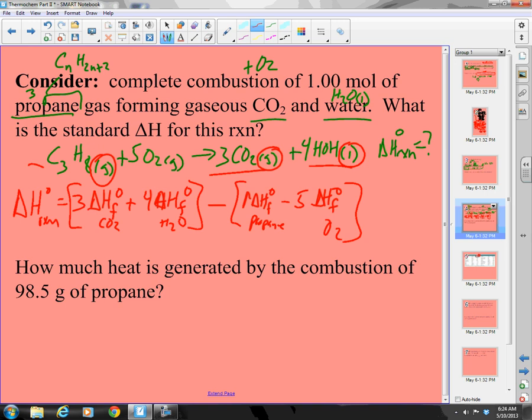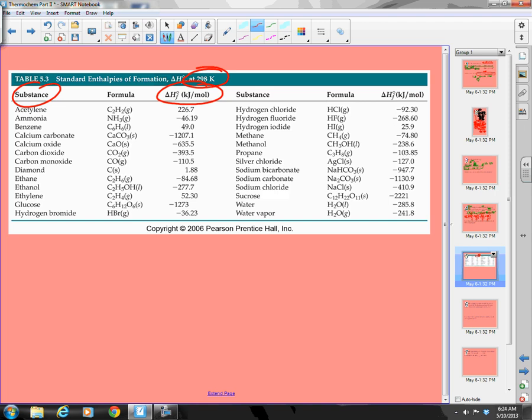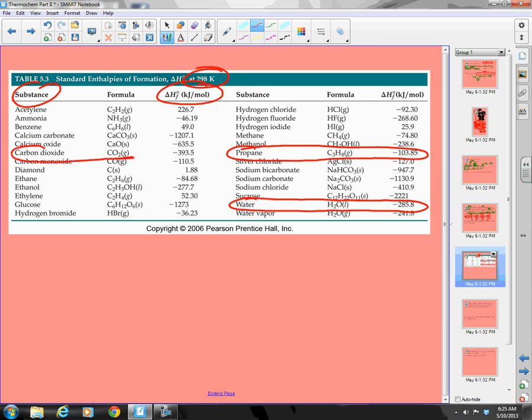Now, if I could only find these values. Guess what? Right there they are. Where's propane? Here's propane. What else? Water. Which one, vapor or liquid? Water. And carbon dioxide gas. Yes, it's a gas. There we go. If only we had oxygen. I don't see oxygen.